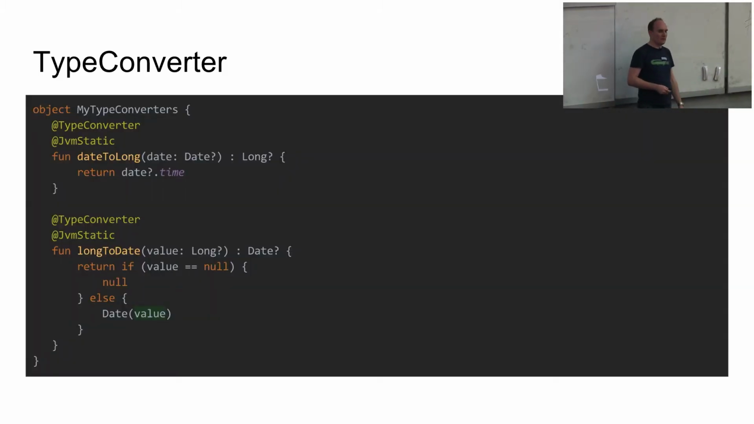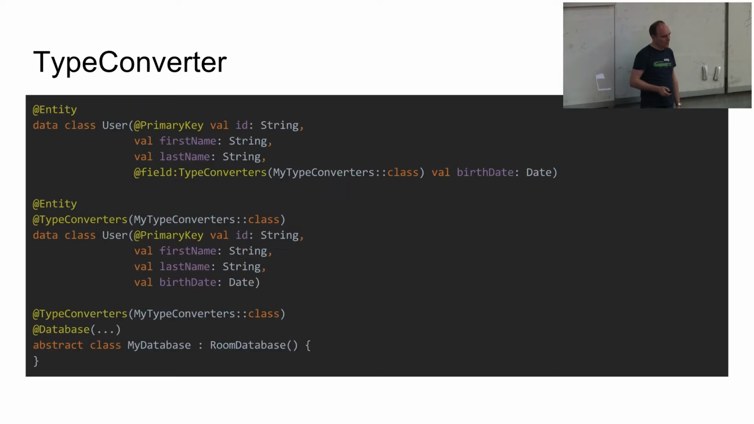You just annotate a method on a static object with your type converter annotation, and then you say, well, this is how I convert a date to a long, and how I convert a long to a date. So that's pretty easy. And like I mentioned, you can scope these. So if you want to say, well, for this entity only, for this specific field, I want to use these set of type converters, then you can. You can also say, well, for this whole entity, I want to use these type converters.